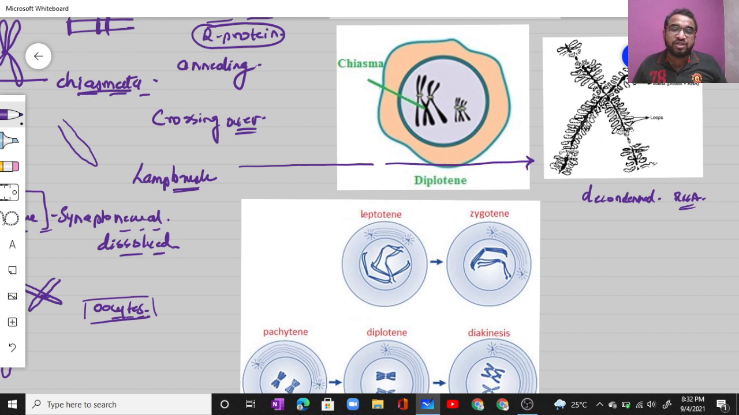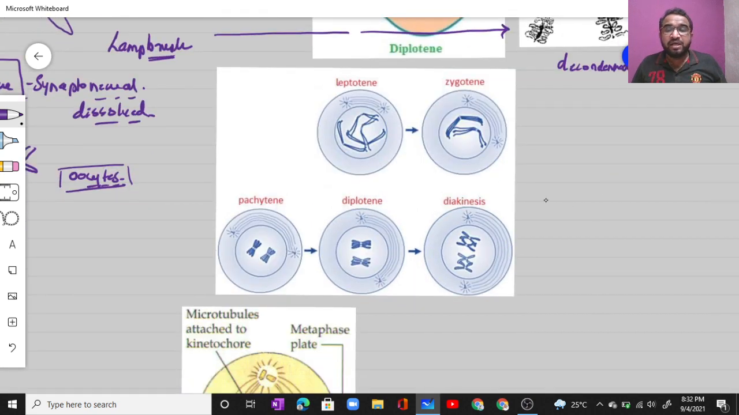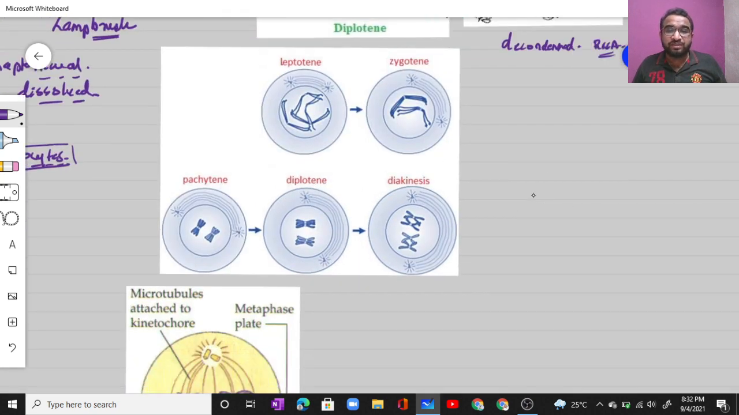The last stage that we will talk about now is diakinesis. Here in diakinesis, prophase 1 is going to get over. So what we can see in diakinesis: dia means through, and kinesis is a movement, that is a movement.